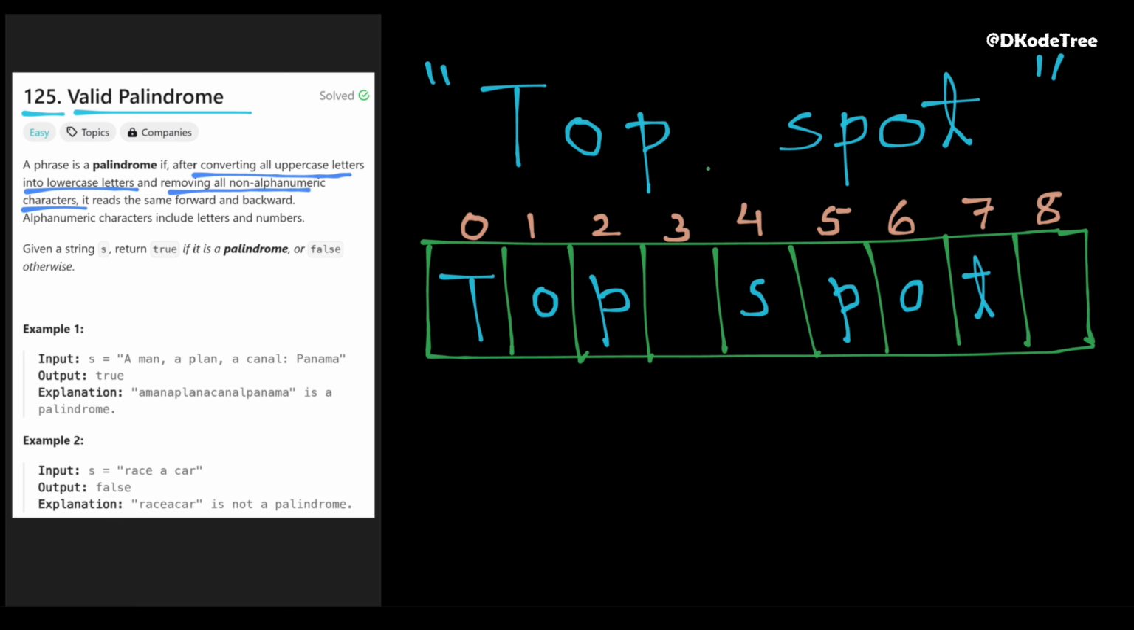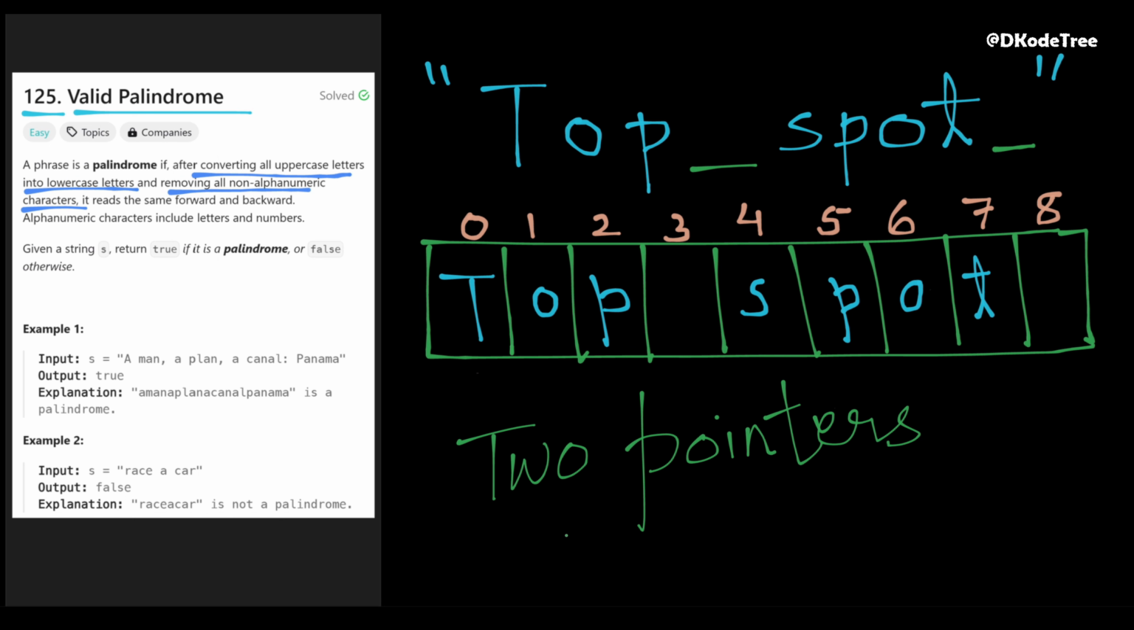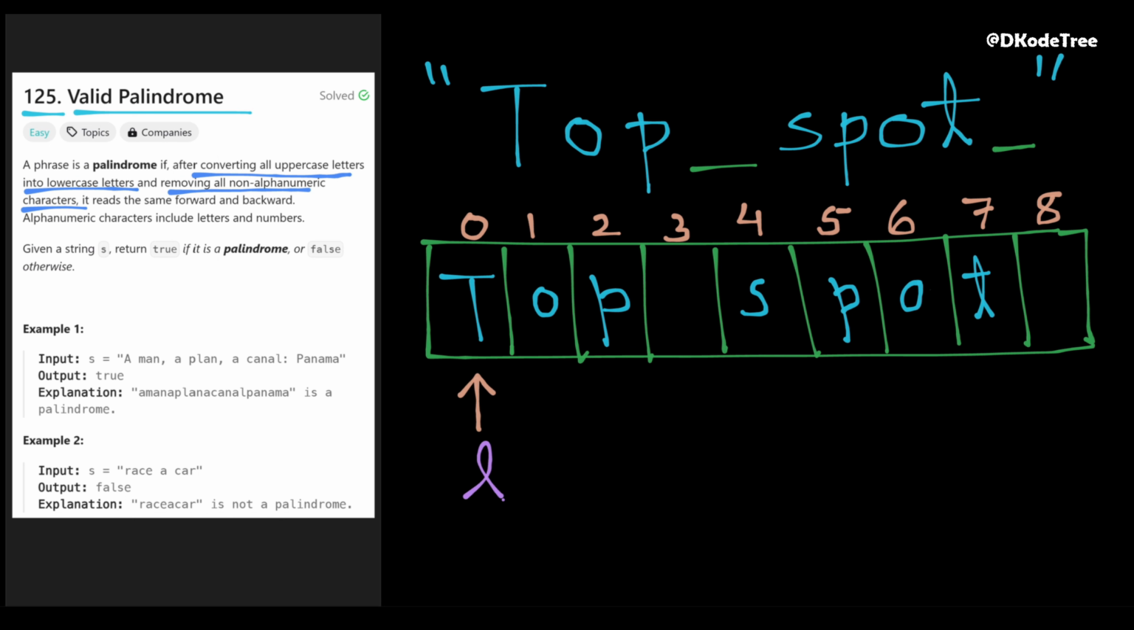In this example, we can see that there are two special characters, which are two spaces, one after P and one after T. Now I will take two pointers, left and right. Left will point to the 0th index and right will point to the last index. The left pointer will move from left to right and the right pointer will move from right to left.